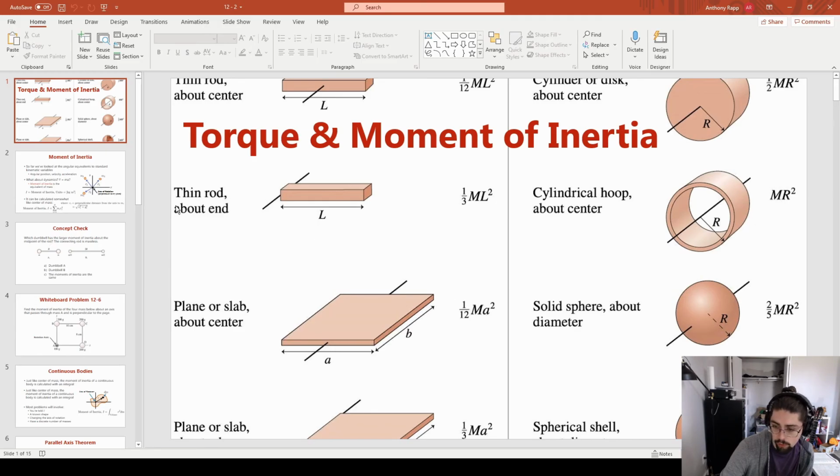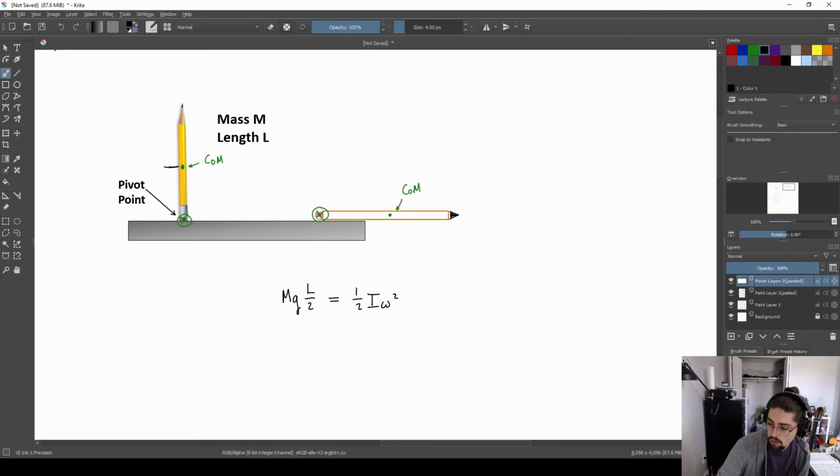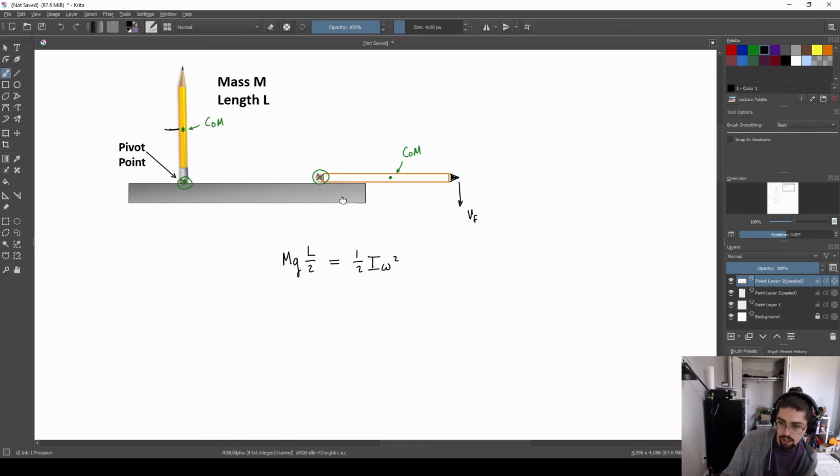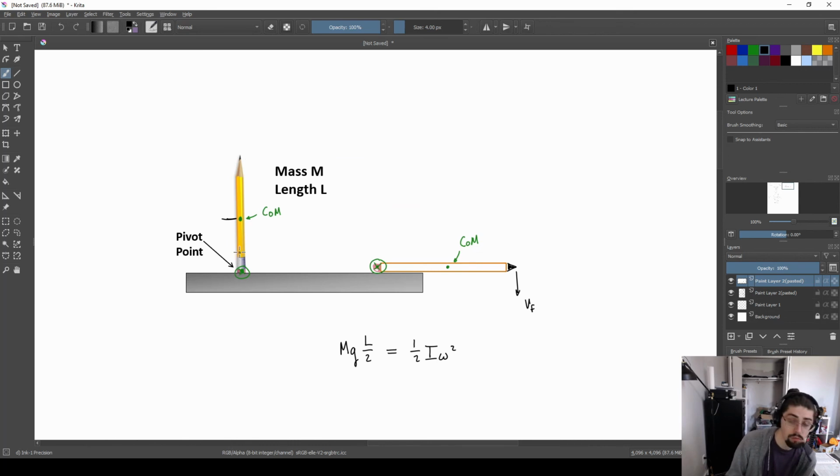So the value that we're looking for is specifically thin rod about the end. That's about what we've got right here, 1/3 ml squared. We will need that here. But we're looking for the speed of the tip of the pencil. We're looking for this speed right here. And that means that if we find omega, my rotational velocity, then I can convert that into a translational velocity of the tip specifically. So if we find omega, we've got V_F. So let's find omega then. We just saw from that table that the moment of inertia of a pencil, any sort of thin rod like this where the pivot point is the very end, I is equal to 1/3 ml squared.